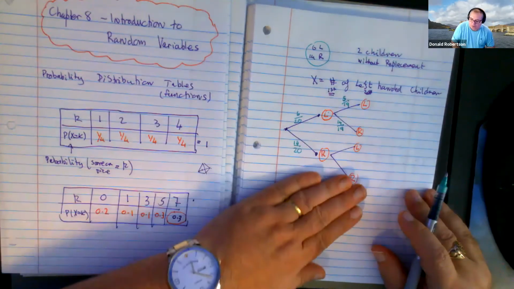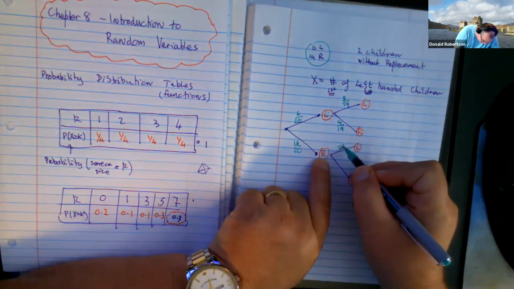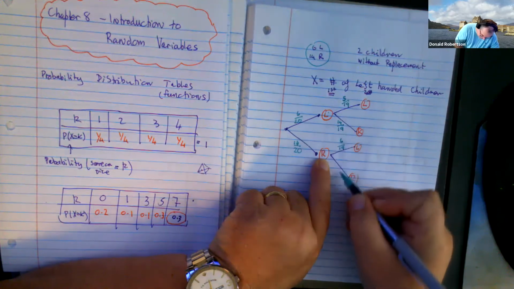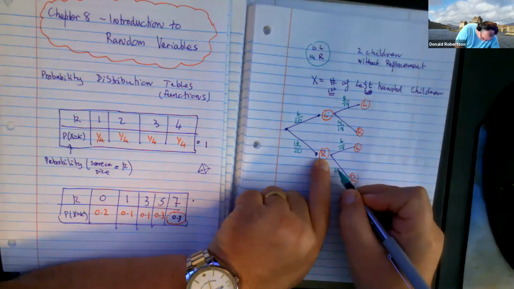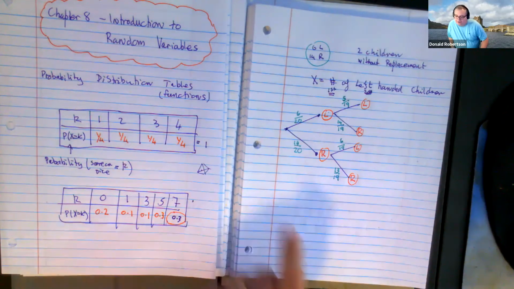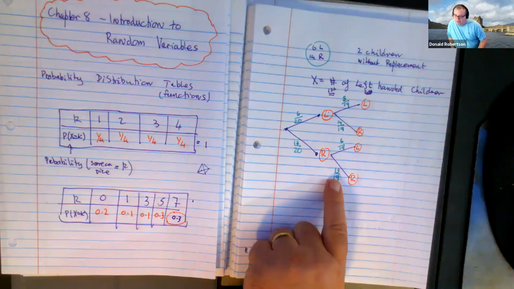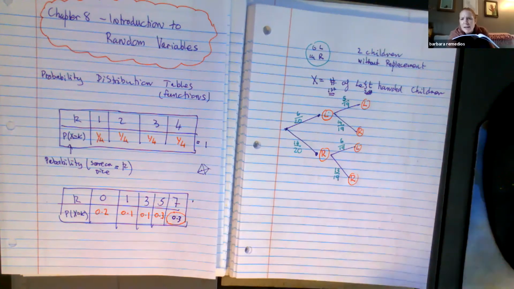Now, if you do the bottom one, the first child is right-handed, so you still have 19 kids, but aren't 6 of them left-handed and the other 13 are right-handed? So what I've done is I've constructed the probability tree. Barbara, you look like you have a question. Never mind. It was, I get it now. Okay, we're good.